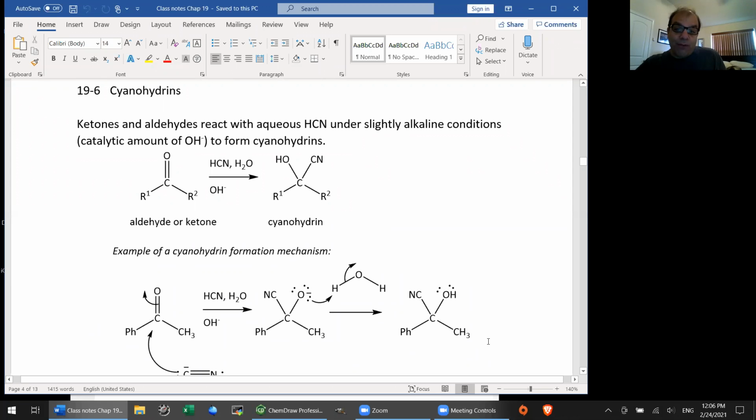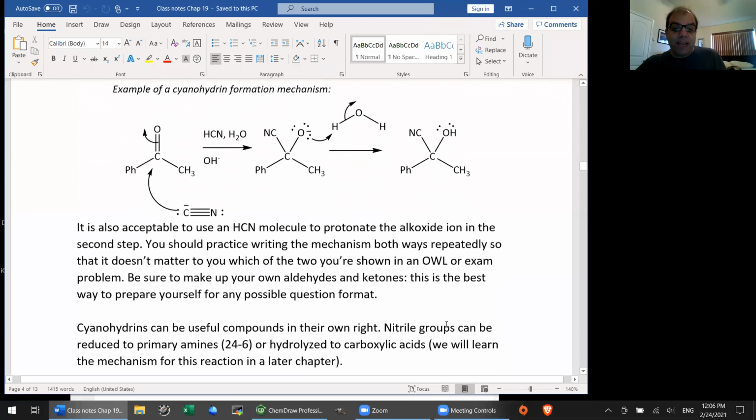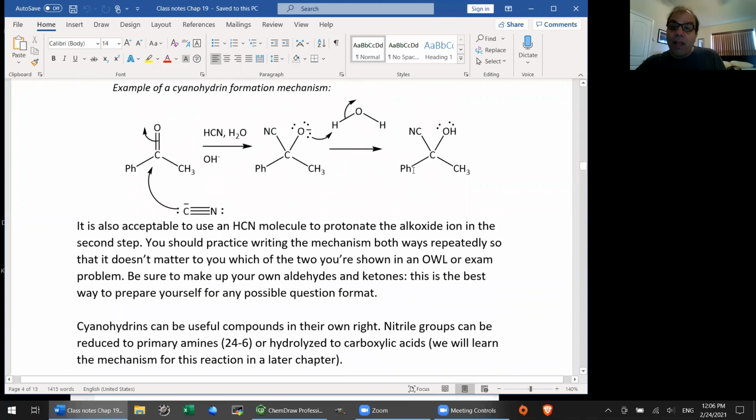So either way, you're fine, and you wind up with the cyanohydrin. And now, unlike with the aldehyde hydrates, as we'll learn later, this is something we can actually work with. We already know, for instance, how to reduce a nitrile functional group from C triple bond N to CH2NH2. That's from chapter 24, the chapter on amines. So that's one thing we know how to do.